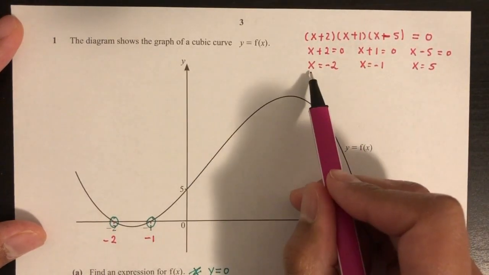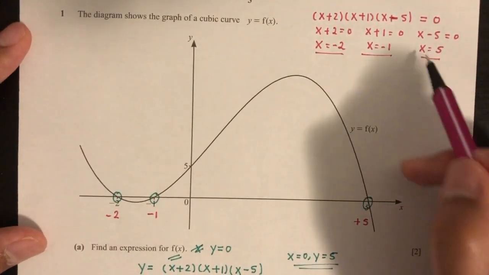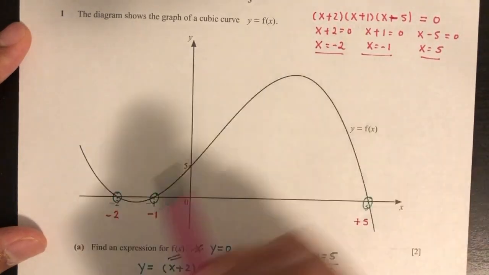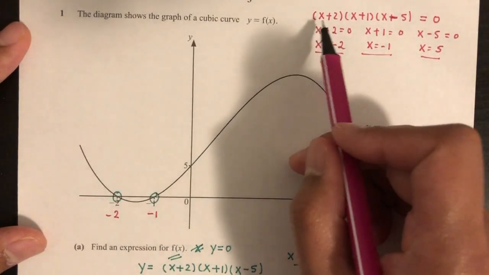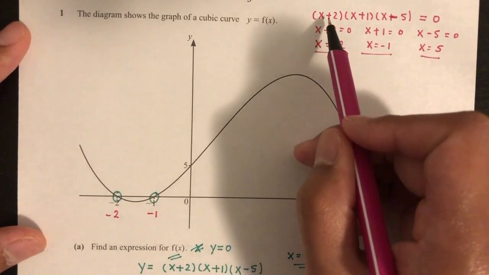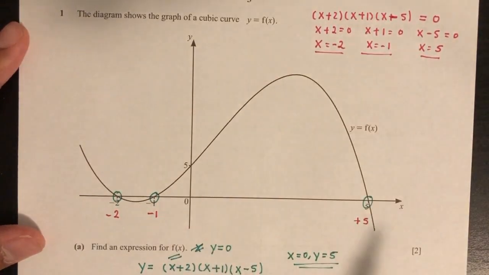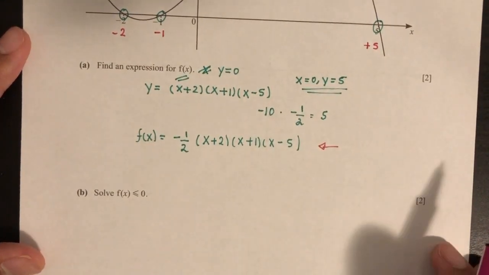As you can see, it goes back to the same values we have here, which is x equal to 5, x equal to minus 1, x equal to minus 2. That's why when you write those points back into the factor form, you have to inverse the sign. Minus 1 becomes plus 1, plus 5 becomes minus 5. So this one will be your equation of the curve.